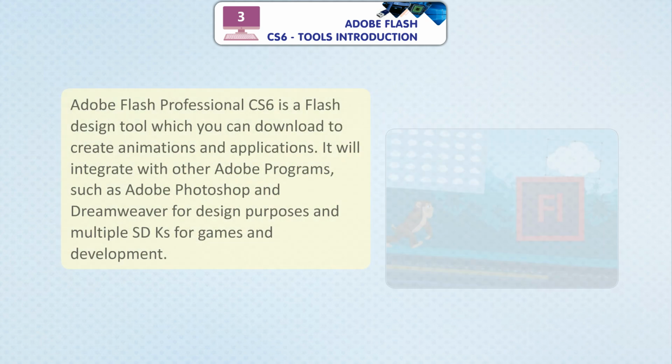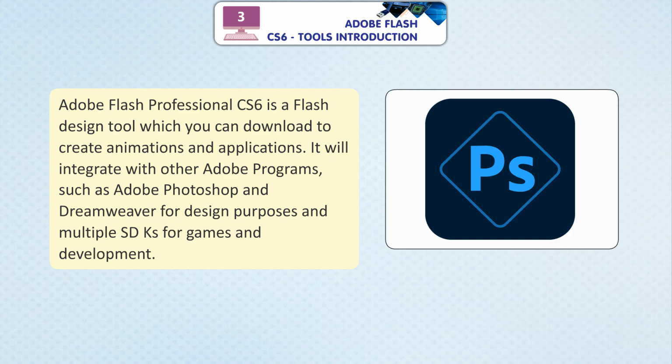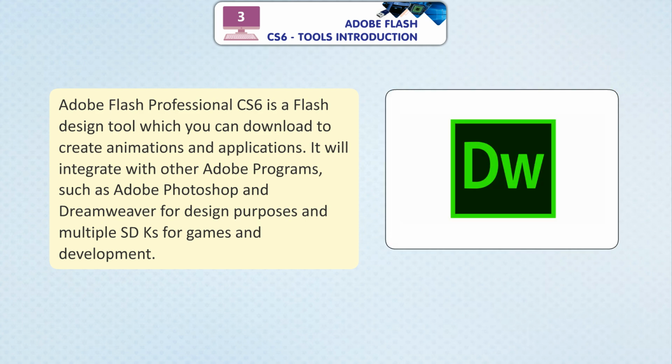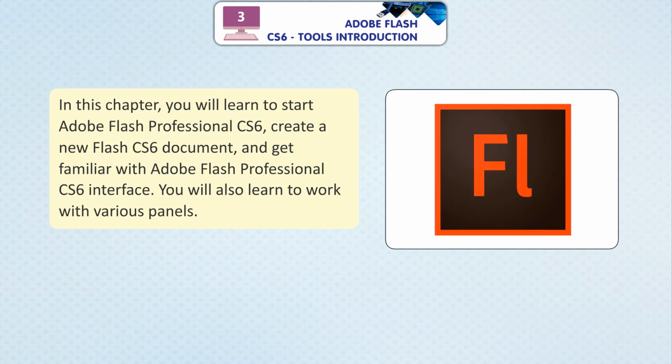Timeline panel. Adobe Flash Professional CS6 is a Flash design tool which you can download to create animations and applications. It will integrate with other Adobe programs such as Adobe Photoshop and Dreamweaver for design purposes and multiple SDKs and development. In this chapter, you will learn to start Adobe Flash Professional CS6, create a new Flash CS6 document, and get familiar with Adobe Flash Professional CS6 interface. You will also learn to work with various panels.